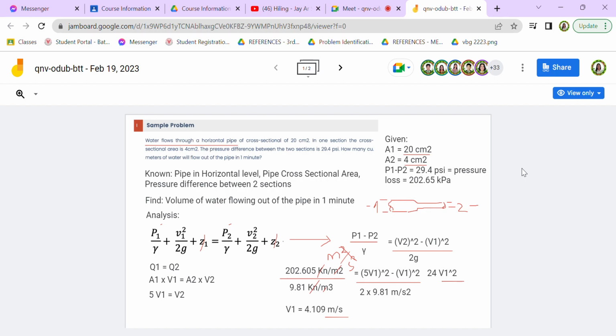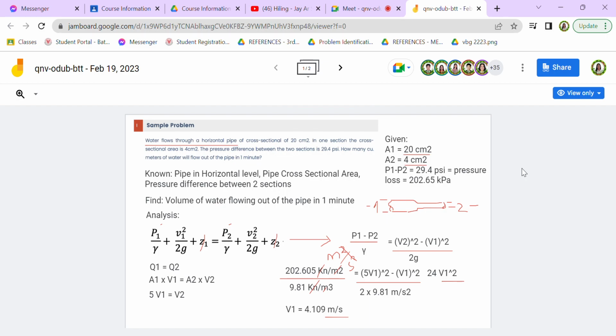So the value for volumetric flow rate is equivalent to 8.218 times 10 to the negative 3 cubic meter per second. So still we need to determine the total volume, which means the unit must be in cubic meter flowing out of the pipe in 1 minute.